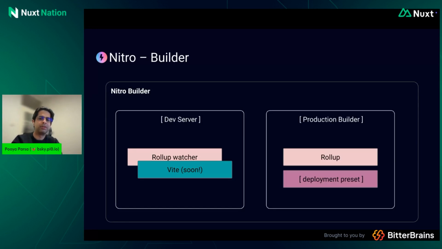And when you are building your application for production, it's again the same Rollup configuration with a combination of your current code, the same thing that was happening in dev, combined with the deployment presets that configure Rollup for compatibility with the deployment platform and build it for production.